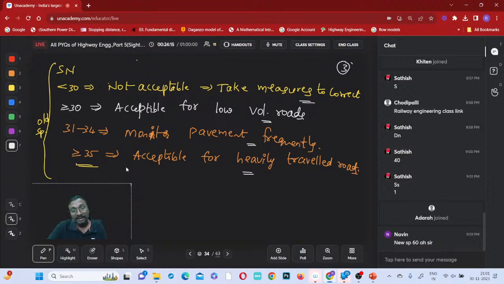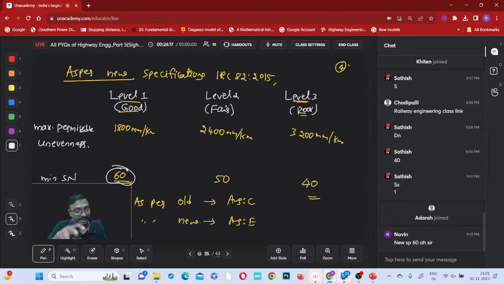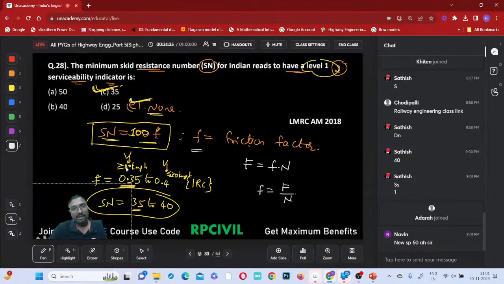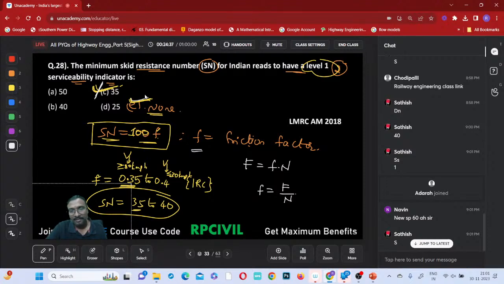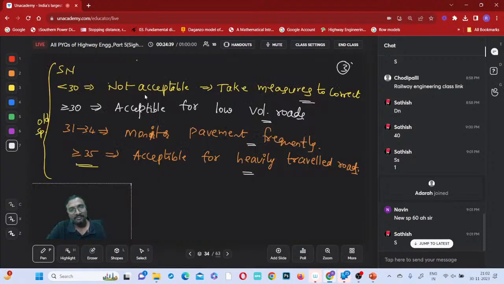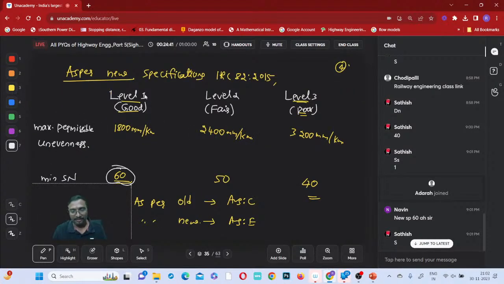But in the new specifications, the IRC 82-2015 code, they have mentioned level 1, level 2, level 3. So the answer should be according to which code now? 35 will be wrong. None is the only correct answer. Now you understood why I have written this option as none. Note this and tell me everyone. We'll go for the next question then.